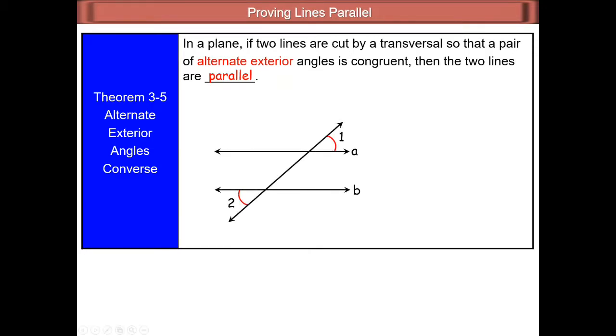So here is our picture. So again, if two lines are cut by a transversal so that alternate exterior angles, angle 1 and angle 2, are congruent, then we know that lines A and B are parallel.